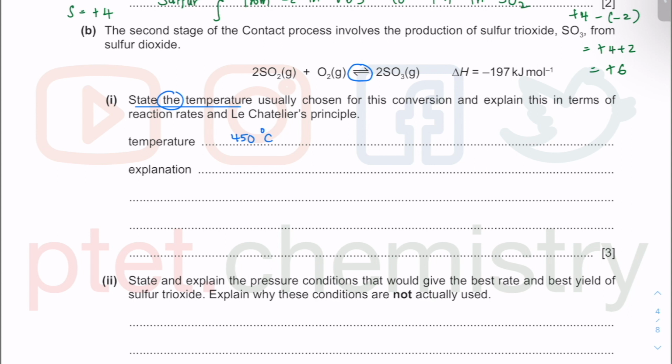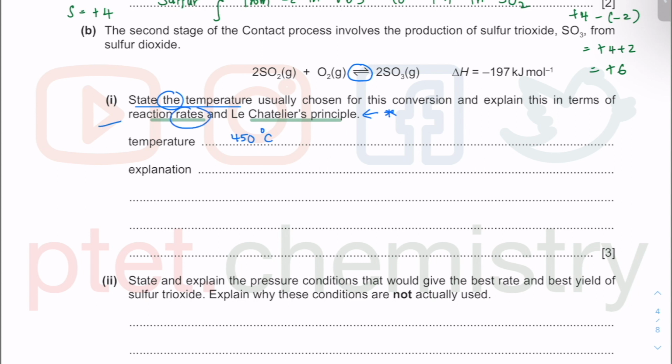Now explain this in terms of reaction rate and also Le Chatelier principle. Le Chatelier principle basically says that when a system is in equilibrium and you introduce a change to the system, the equilibrium will try to oppose the change in order to go back to equilibrium. So it's basically like push and pull. It's like homeostasis in biology. It's basically yin and yang, just like in physics, forces, push and pull, reaction and action forces, Newton's third law.